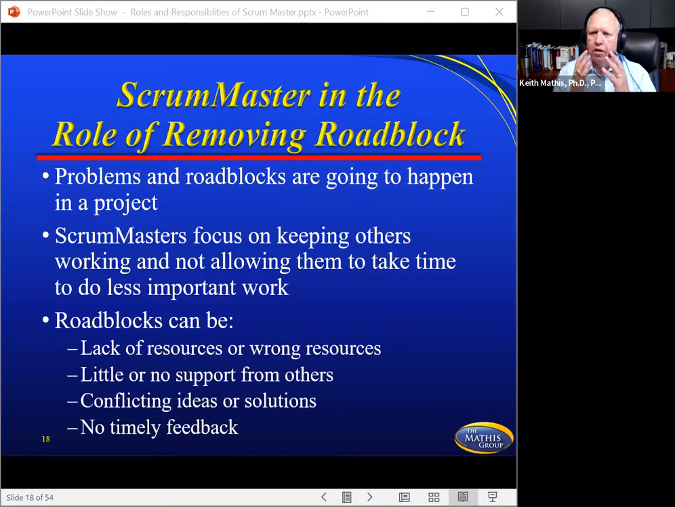Once again, execution is everything. And so you're allowing people to work, to do the most important work at all time. That's why these things are prioritized. These features are prioritized like crazy. And so roadblocks could be lack of resources, wrong resources, little or no support, conflicting ideas, conflicting solutions, no timely feedback. So your Scrum Master is working to try to help with some of those. And so it could be other people working too, but your Scrum Master could do that.